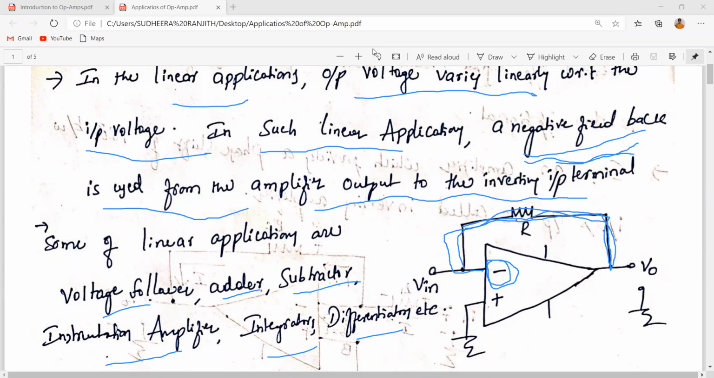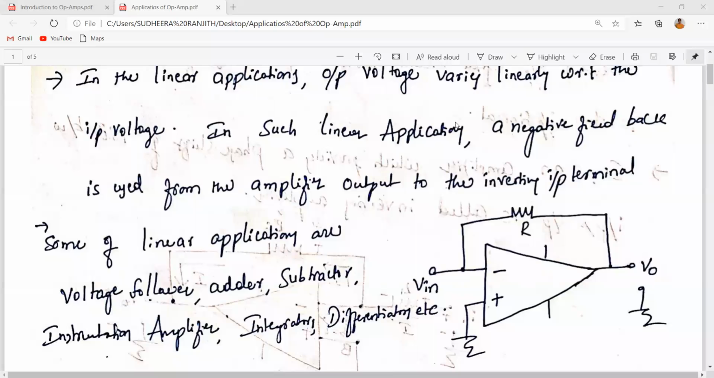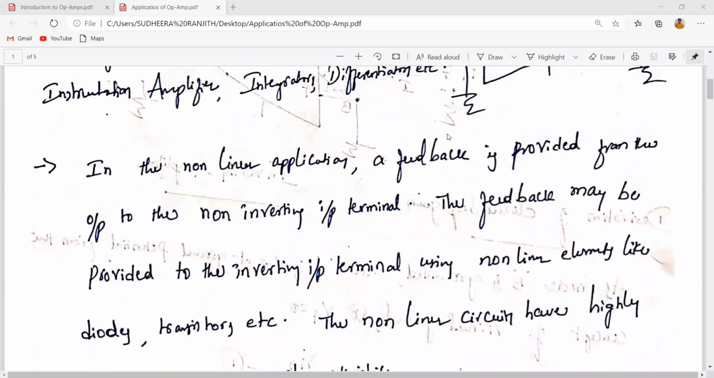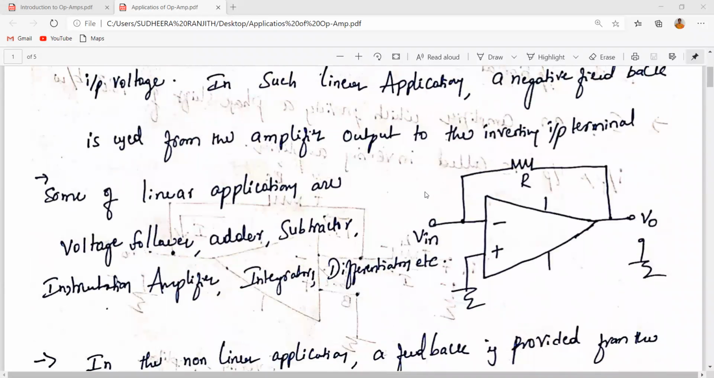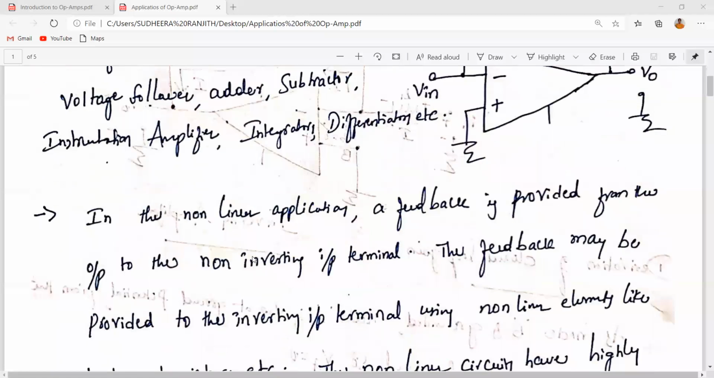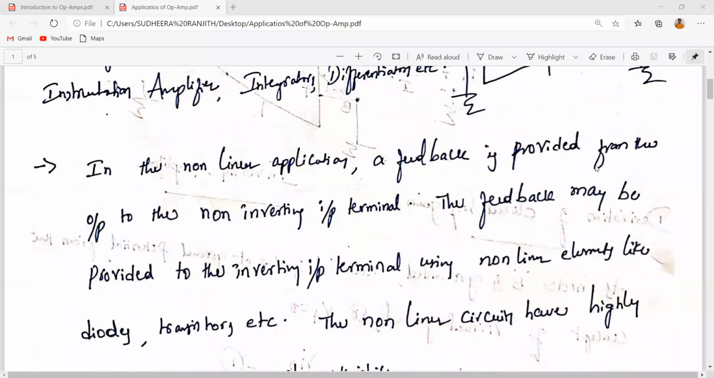Is it clear? So coming to non-linear applications, let us look at what a non-linear application is. As the definition itself says, the output varies non-linearly with respect to the input, right? In non-linear applications, we sometimes use positive feedback.